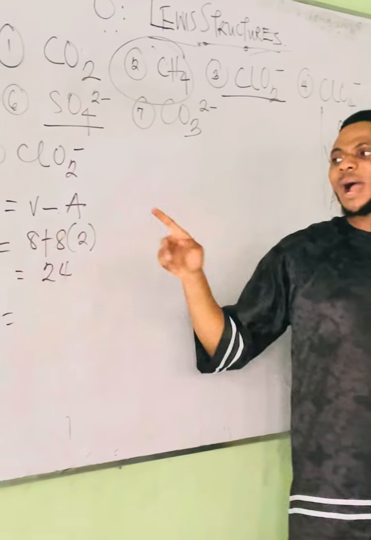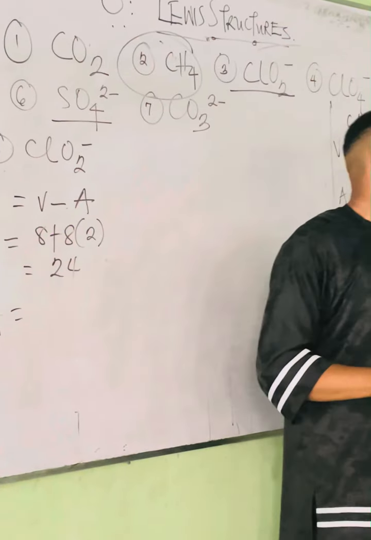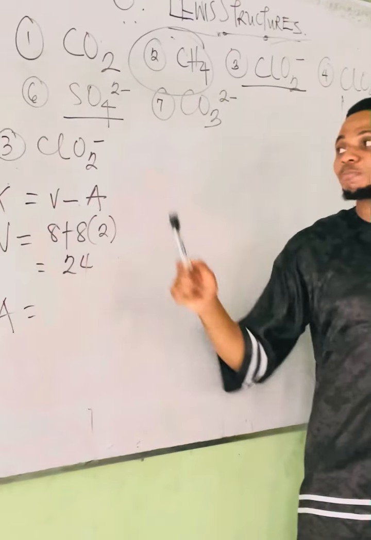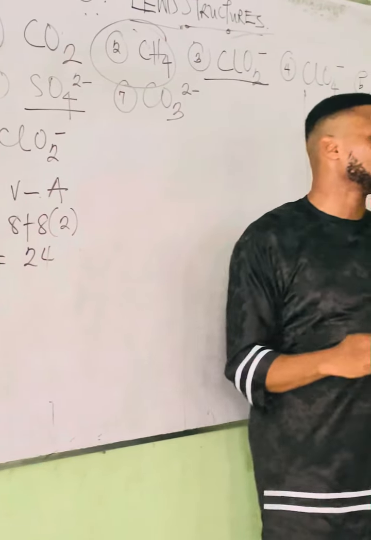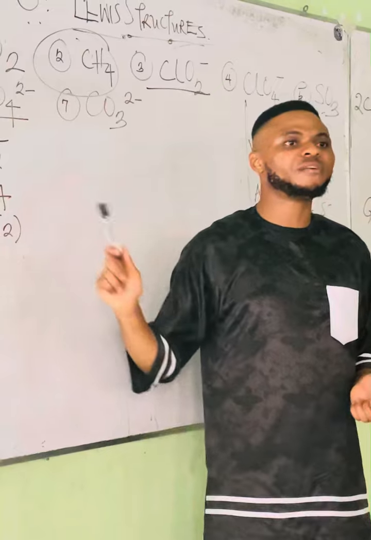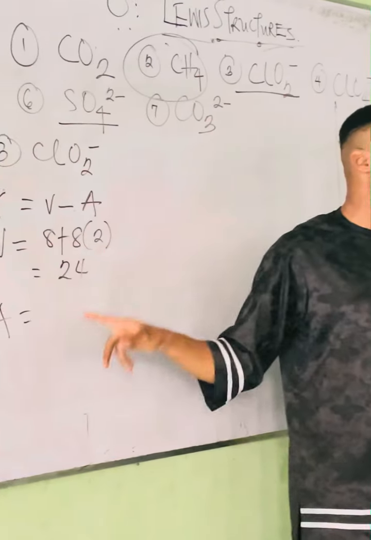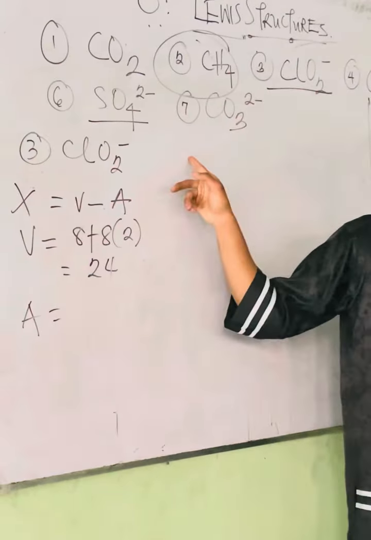Now listen, some of you are writing, please listen. When it comes to octet electrons, the charge does not affect the octet electrons. What the charge affects is the valence electrons, not the octet electrons. So now, valence electrons for chlorine is 7, because chlorine is in group 7, plus oxygen is in group 6, times 2.